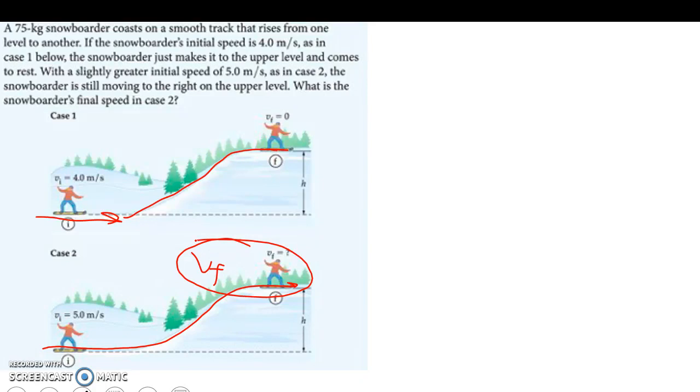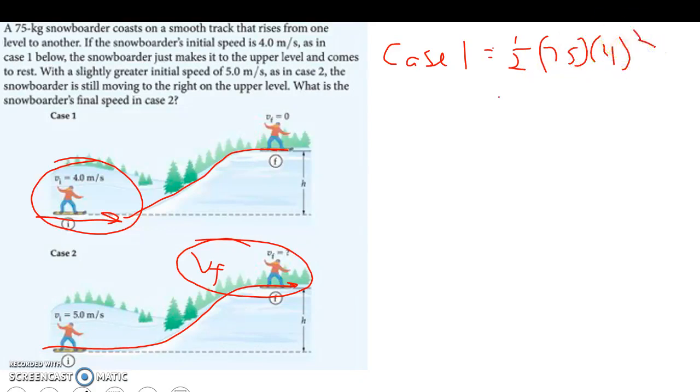So the math of this, there are a lot of different ways you can attack it. Here's what I would do. I would take case 1 and find the kinetic energy at the beginning. So for case 1, I go 1/2, my mass is 75, and my velocity is 4, and I'm going to square that, of course. And I'm going to get 600 joules. So he has 600 joules of kinetic energy, which means at the very top, his potential energy, since he has no velocity, is also going to be 600 joules.